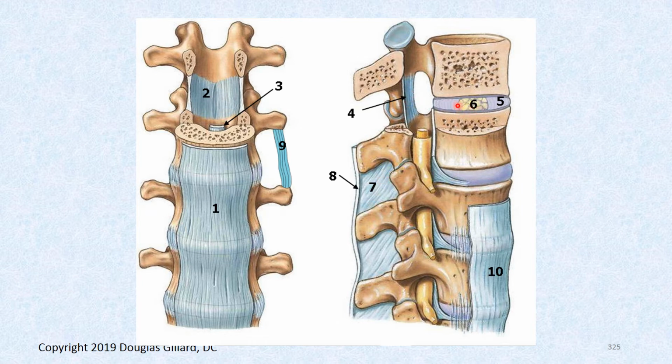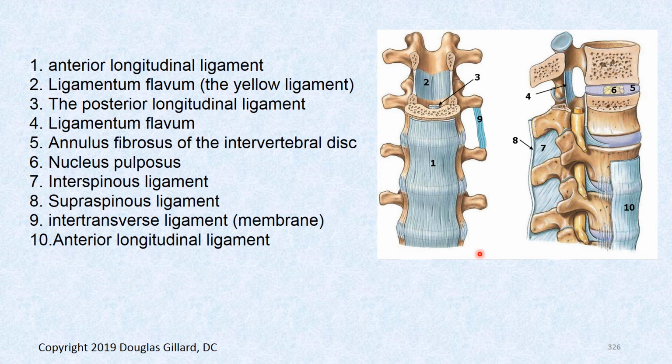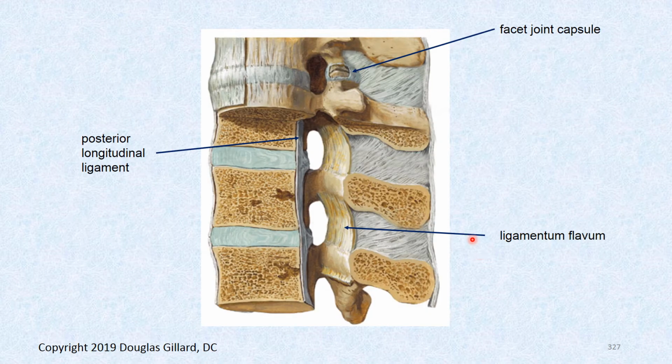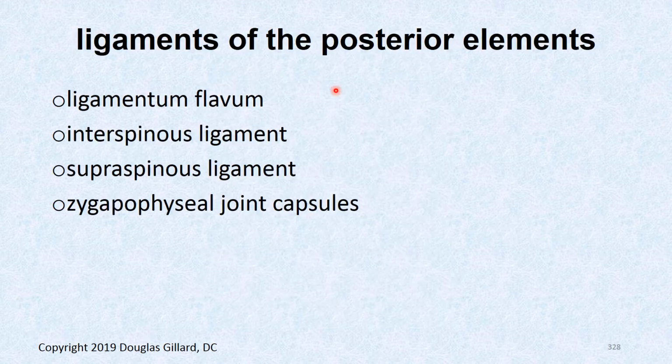There's the nucleus pulposus and annulus fibrosus of the disc. So we are all good there. Make sure you know those right. I think that's in today's lab. And then I threw this one in there just to show you the yellow ligament. We'll talk about that more today. And then we have a facet joint capsule that's important, or zygapophyseal joint capsule, if you will.